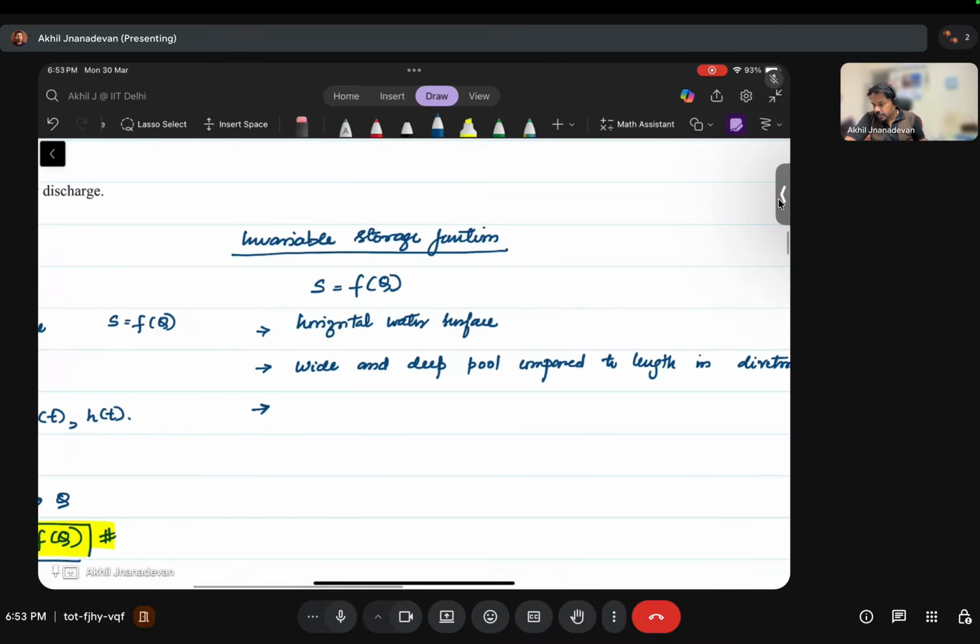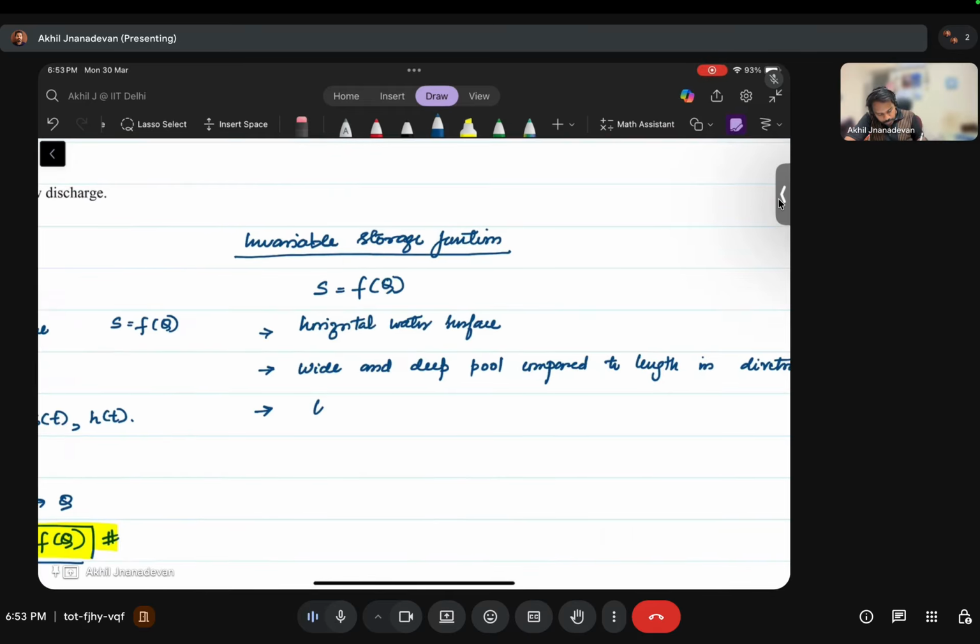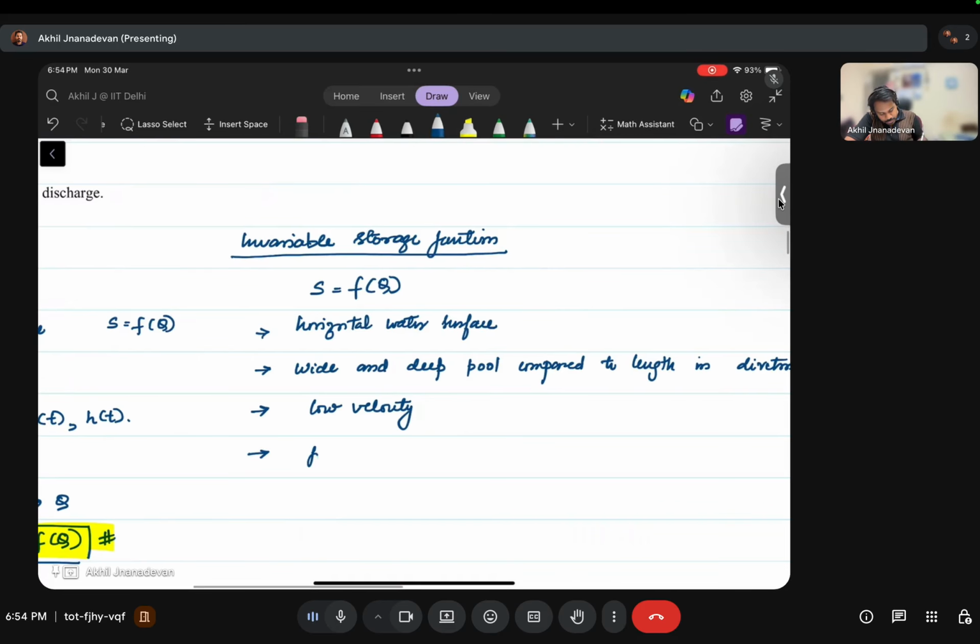Then the velocity in the reservoir is very low, and it requires a fixed discharge from the reservoir for a given water surface. So these are the properties of an invariable storage function, right?